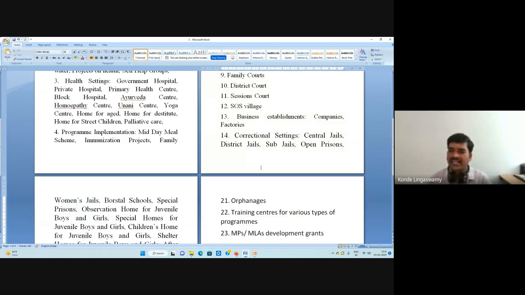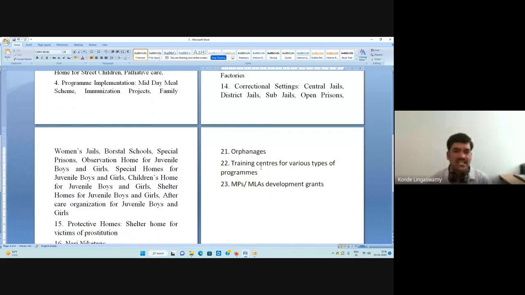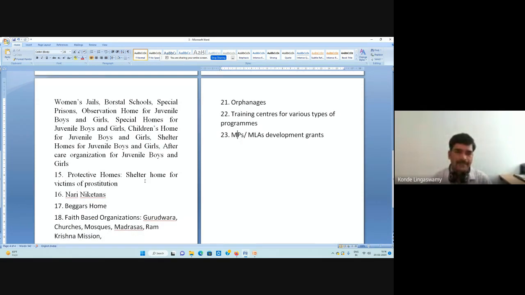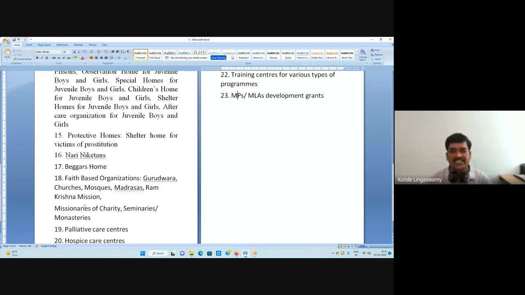Business establishments, companies, factories. Corporate correctional settings: central jails, district jails, sub jails, open prisons, women's jails, Borstal schools, special prisons, observation homes for juvenile boys and girls, special homes for juvenile boys and girls, children's homes for juvenile boys and girls, shelter homes for juvenile boys and girls, aftercare organizations for juvenile boys and girls, protective homes, shelter homes for victims of prostitution, Nari Niketan, so women's shelters, beggar homes, faith-based organizations in India.